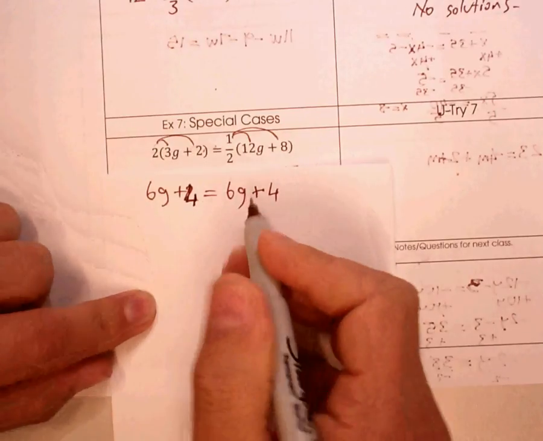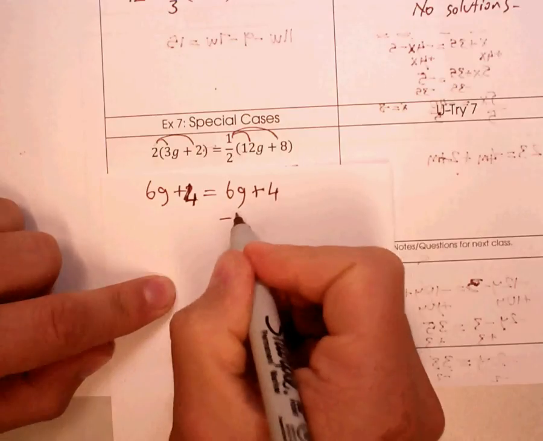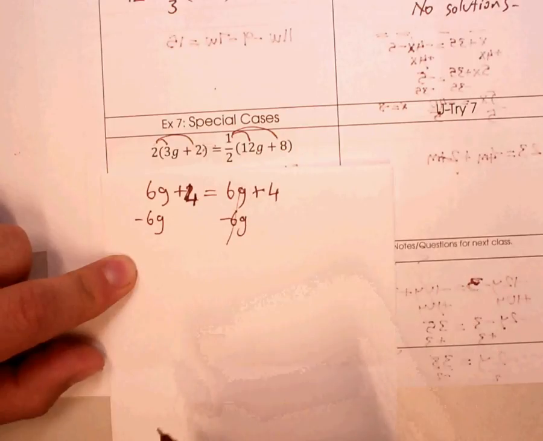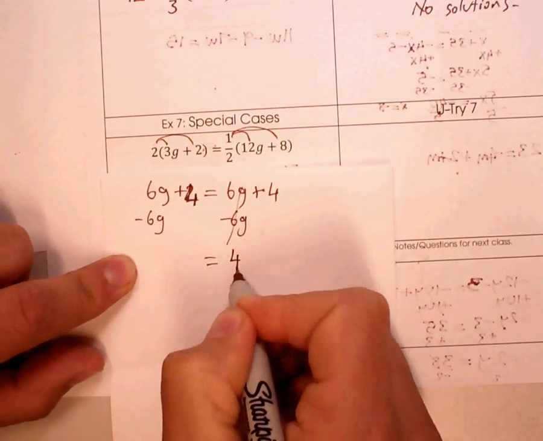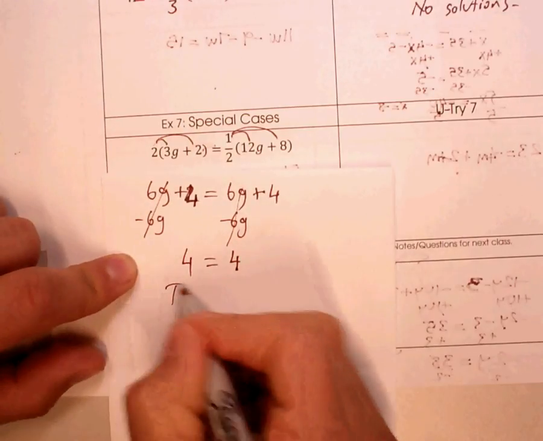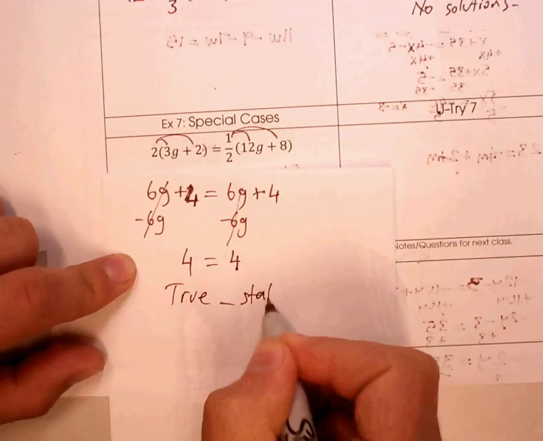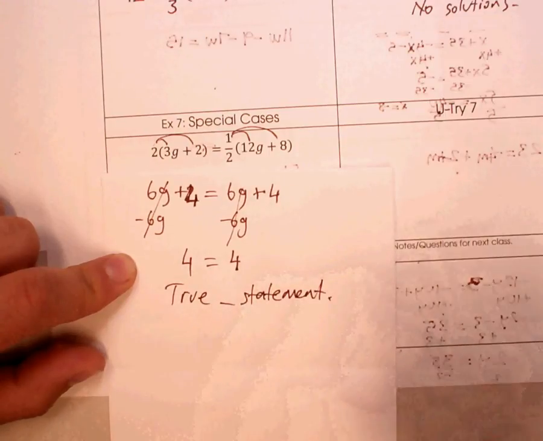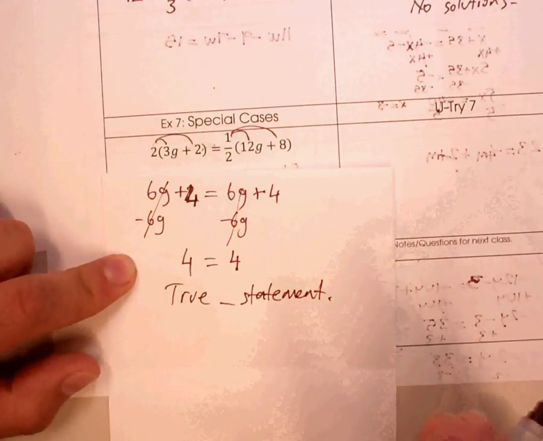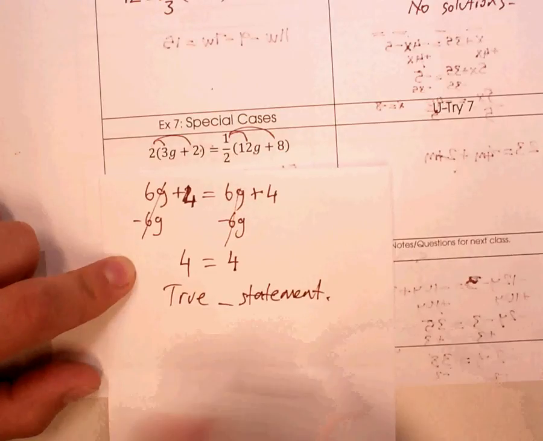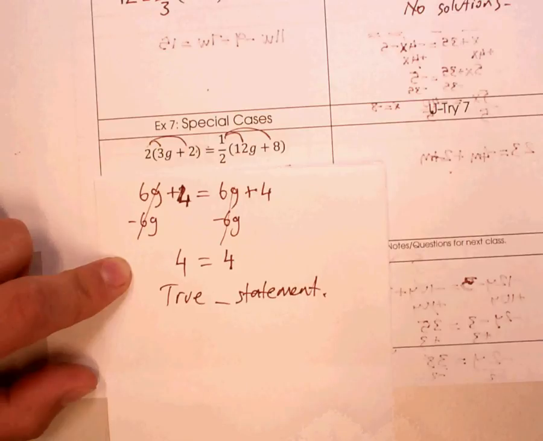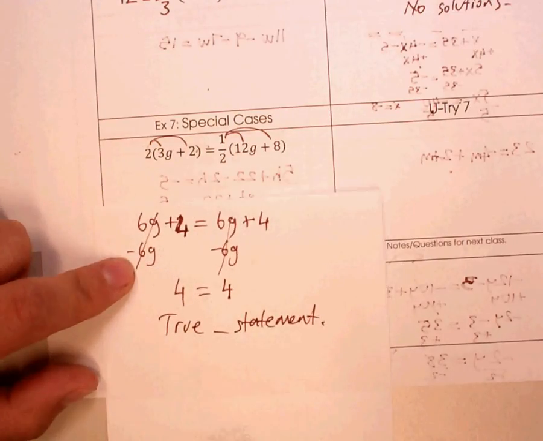Now if I want to gather my variables on both sides, I will subtract 6g from each side. These will eliminate, and on the right side I will only have 4. On the left side these will eliminate as well. I have 4 again, and this gives us a true statement. For every g value we can think of, we are going to end up with a true statement. So I can use any g value and it will still give me a true statement. Therefore there are infinitely many solutions for g.